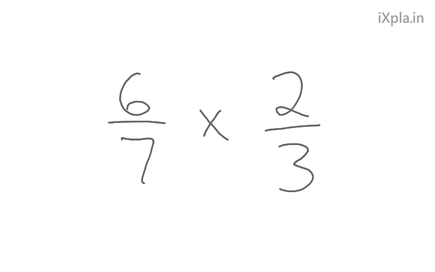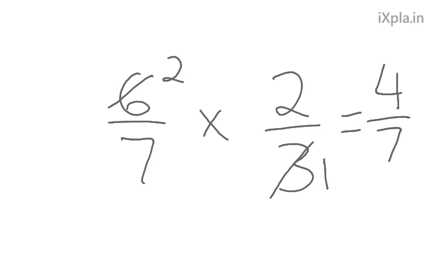G, we have 6 over 7 times 2 over 3. Okay, what goes into 6 and 3? 3 does. 3 goes into 6 two times. 3 goes into 3 one time. 7 and 2, nothing goes into 7 and 2 besides 1. So we're not going to be doing anything to that one. And we can go ahead and multiply across now. 2 times 2 is 4. 7 times 1 is 7. And our answer is 4 over 7.